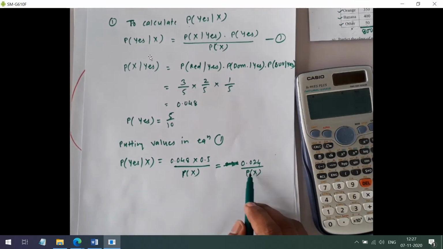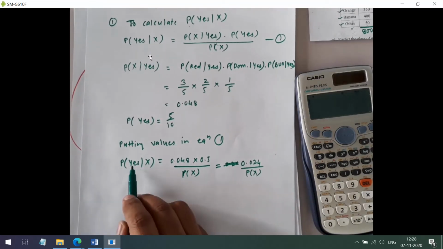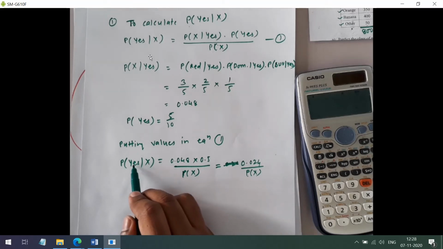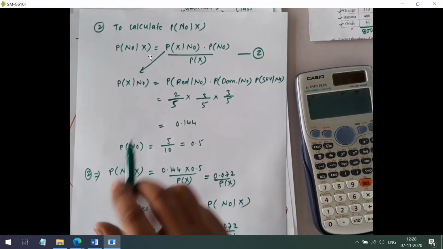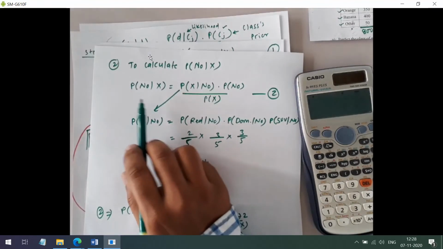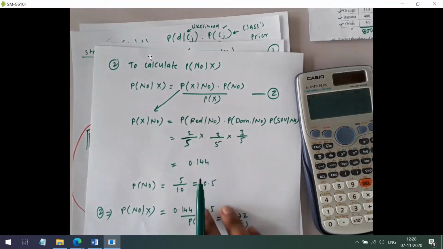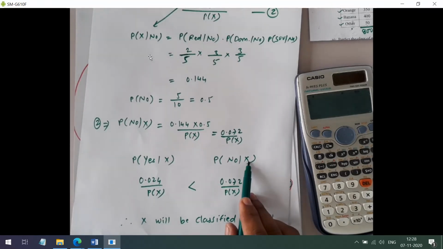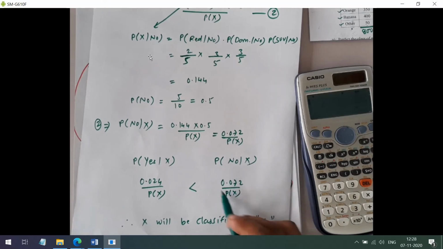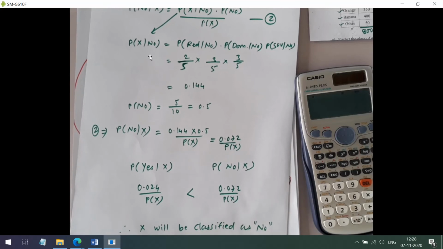What is the meaning of this? This is the probability of X belonging to yes. Then similarly we'll find the probability of no given X, and then we'll compare these values. We'll classify X to the class which has the higher probability. So this is the procedure to solve the Bayesian classifier.